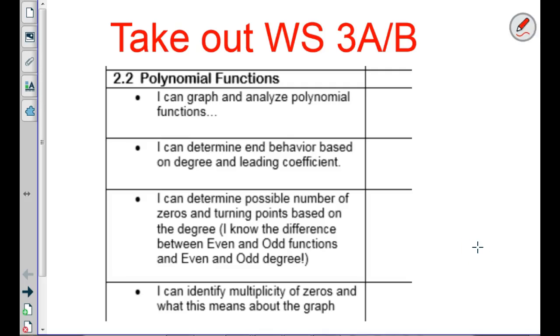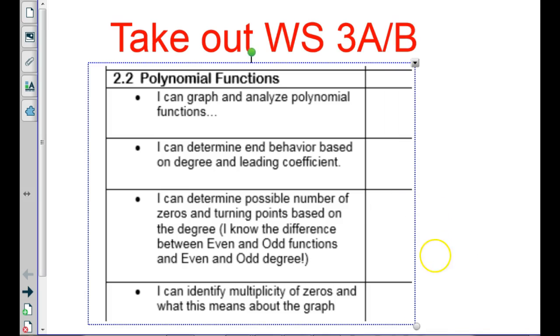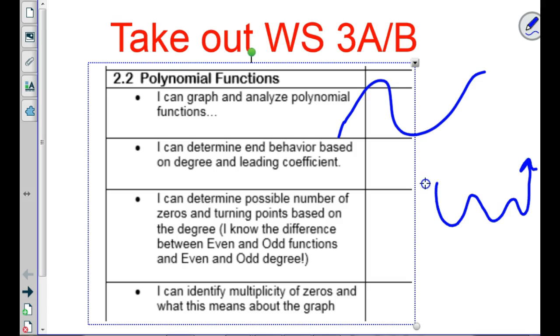All right, guys, today we're going to talk about polynomial functions. Polynomial functions are just crazy stuff like this, okay? Might be doing a whole bunch of loop-de-loops. These are polynomial functions. We're going to analyze the graphs, which we have already done, right? We did maxes, mins, all that good stuff.